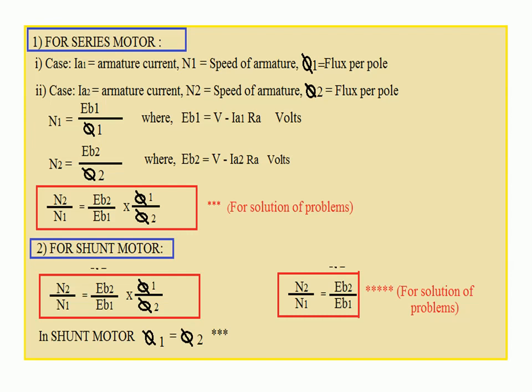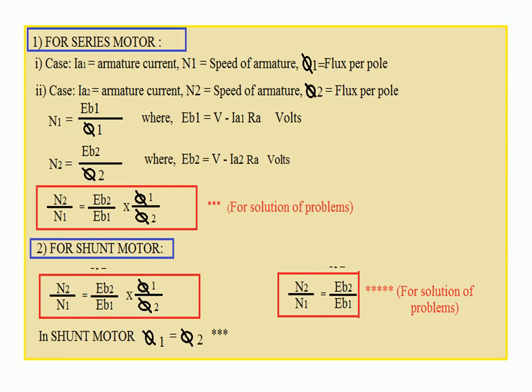Similarly, we construct case number 1, where N1 is the speed. This speed is proportional to Eb1 and inversely proportional to phi1. Write the expression where N1 is the first case speed, Eb1 is the first case back EMF, and phi1 is the first case flux. Here Eb1 is calculated as V minus Ia1 into Ra. Ra remains the same, Ia1 current changes, as it is the case of the first current.